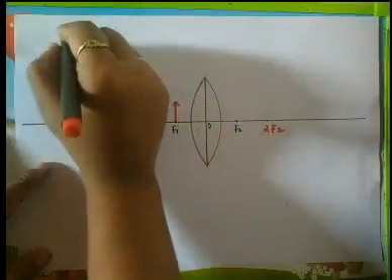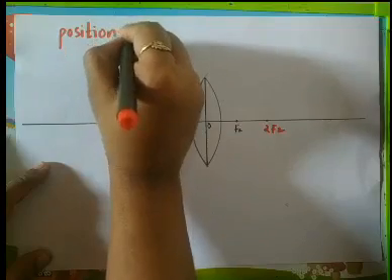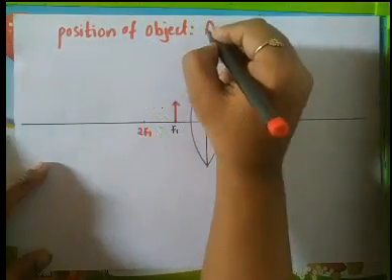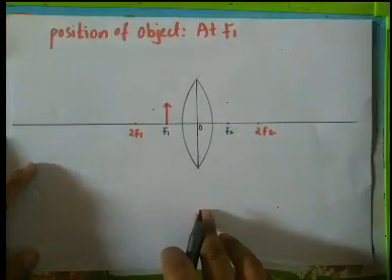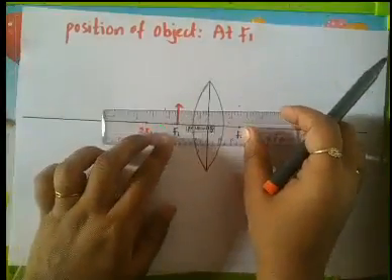Position of object, it is kept at focus 1. So I have written here at f1. Okay, so let me apply the rule now. The first rule I'll apply: when an incident ray is parallel to the principal axis, the refracted ray will pass through focus. So I'll apply that rule.